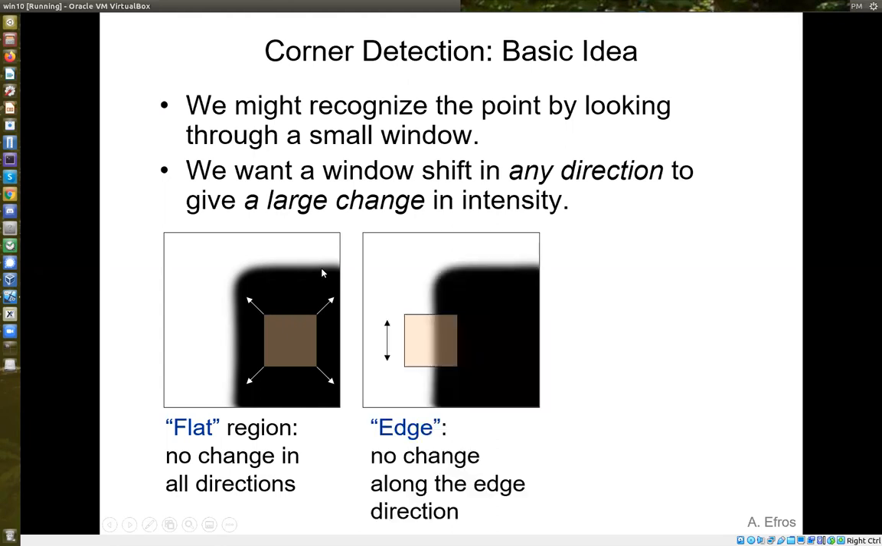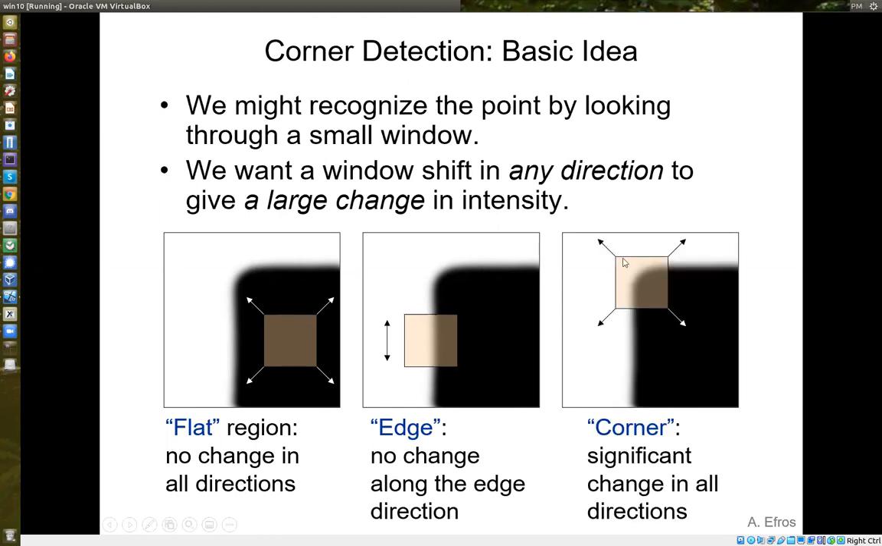So you can think of a very simple image here, just white and black. If I move this patch around, here it's apparently flat. If I move around here, this is an edge. And then if I move to here, it can be considered a corner.